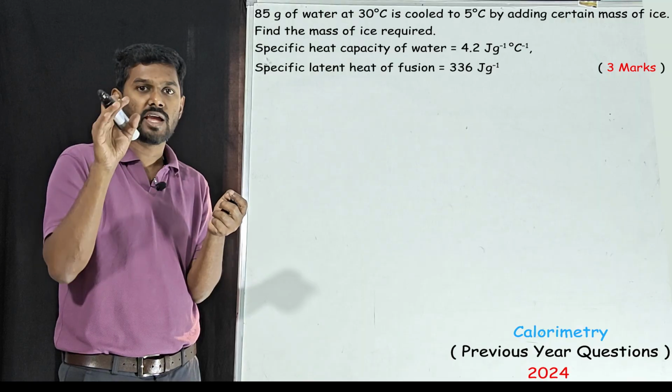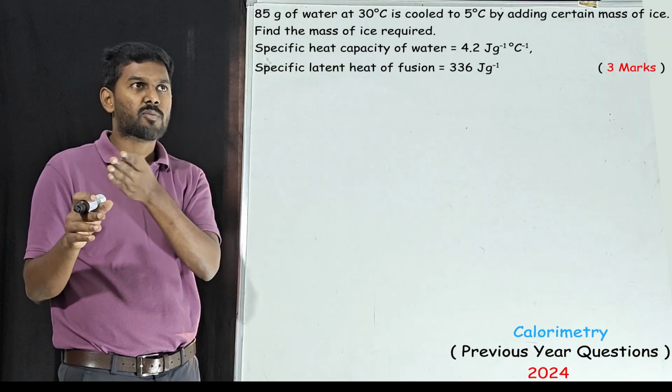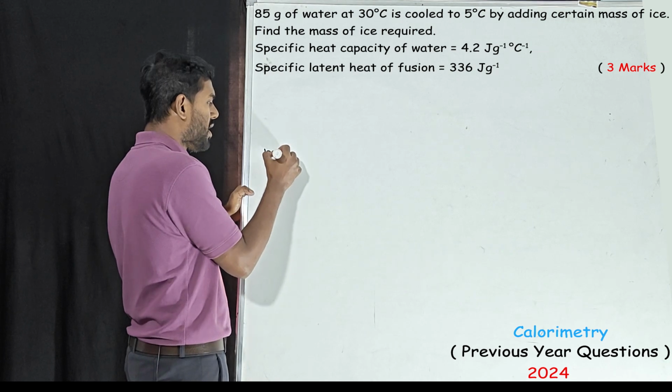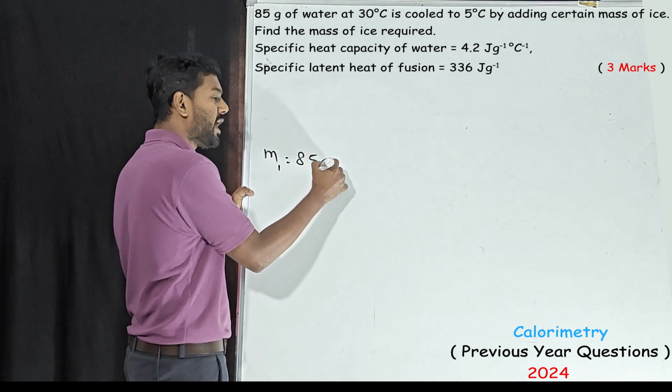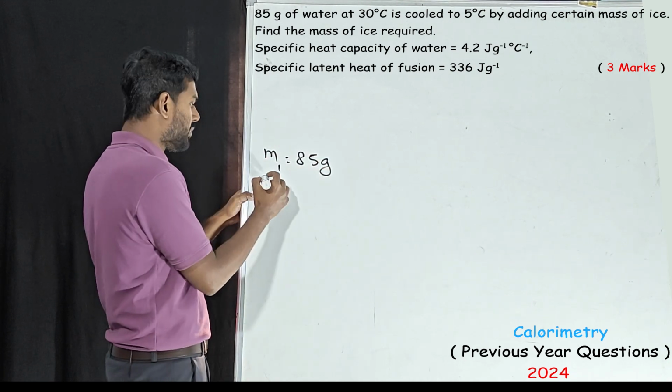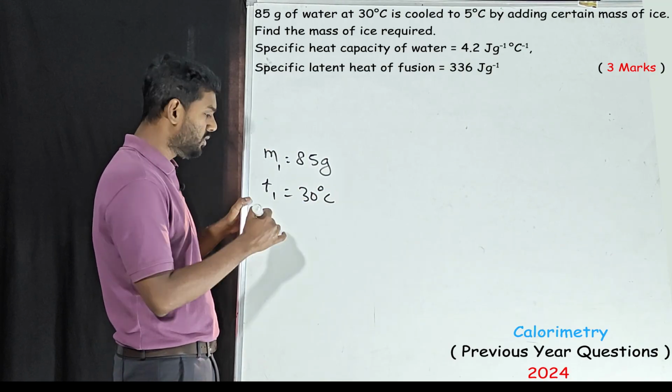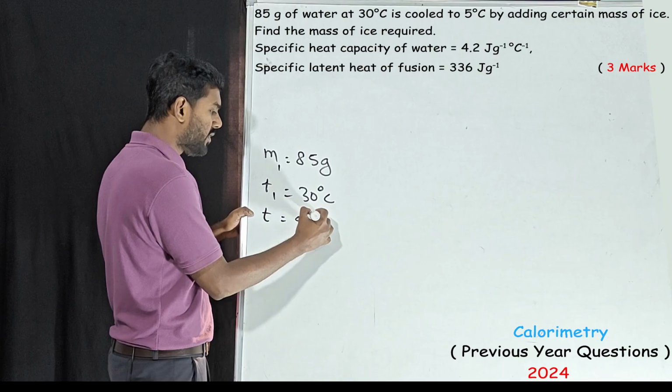We are adding ice. Ice is the cold object. So the warmer object is water. We'll take object 1 as water. So mass 1 is 85 gram. Then its temperature T1 is 30 degrees. Now it has cooled down, and the final temperature is 5 degrees Celsius.